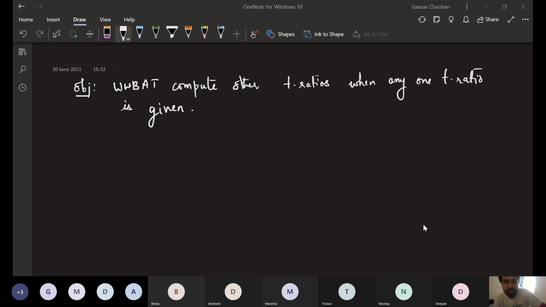Anyone, meaning of compute? Calculate, sir. Correct, Dilruba. Compute is the same as calculate. Okay, we'll be able to calculate the other T ratios when any one T ratio is given.